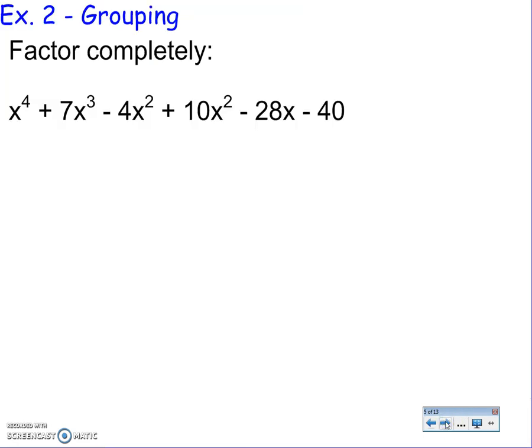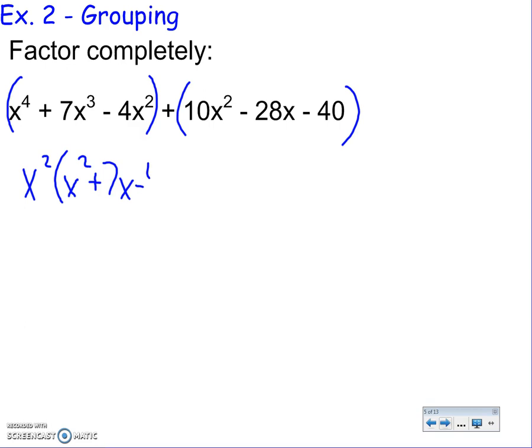So factor by grouping. There's 6 terms. I want 2 groups. That means I'm going to do groups of 3. I'm going to do this group as one and this group as another. For the first one, I see I can take out x squared. What's left would be x squared plus 7x minus 4. For the second group, I see I can take out, what's that? They're all even, 2.